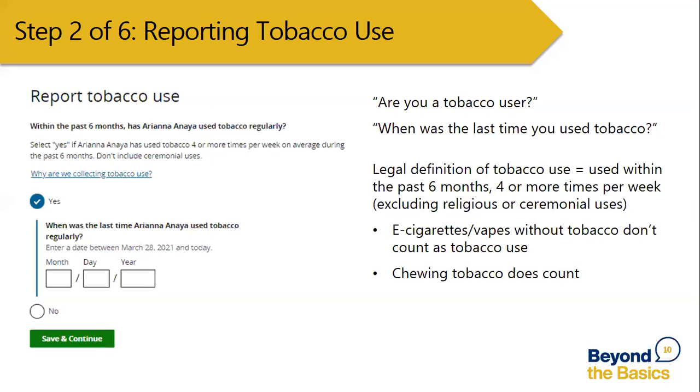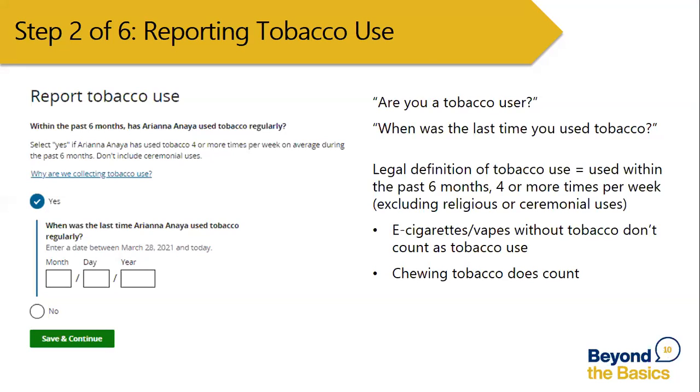So the second step in our enrollment checklist is going to be talking about tobacco use. And the marketplace does helpfully have the legal definition of whether or not someone is a tobacco user, which is within the past 6 months, 4 or more times per week, excluding religious or ceremonial uses. So if you start with the question, are you a tobacco user? And the person responds a little sheepishly, you can follow up with that, right? And then generally they will give you a yes or no answer.